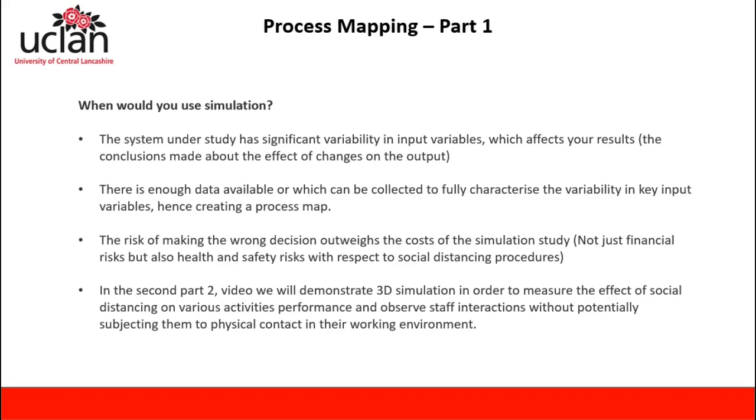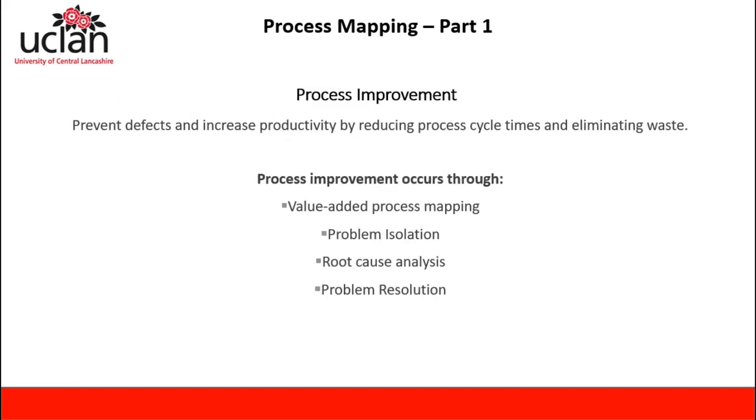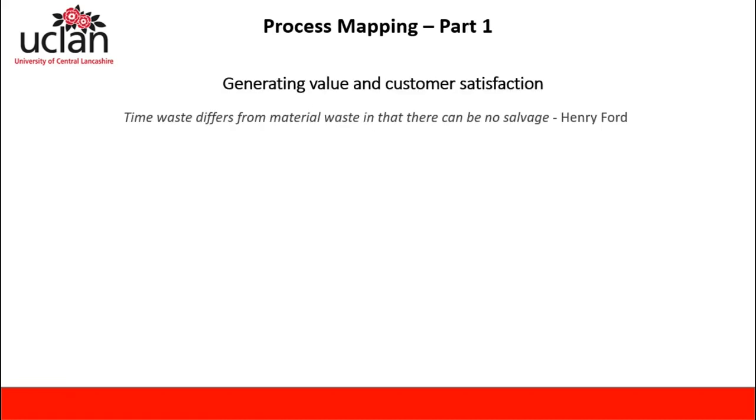in their working environment. So I go through this effort of process mapping and then maybe simulating your process to identify problems. Well, the ultimate goal is to improve your process. And process improvement prevents defects and increases productivity by reducing process cycle times and eliminating waste. And it often occurs through value-added process mapping, which we'll talk about more in part 2, problem isolation, root cause analysis, and problem resolution.